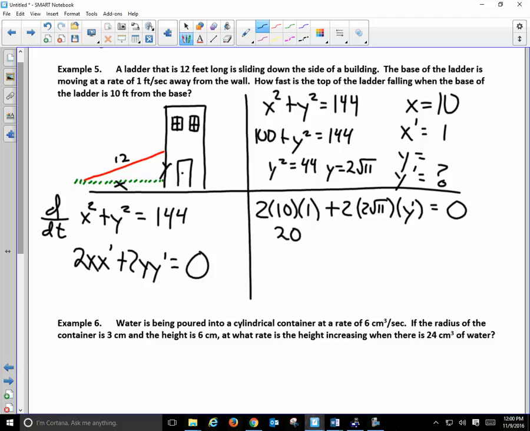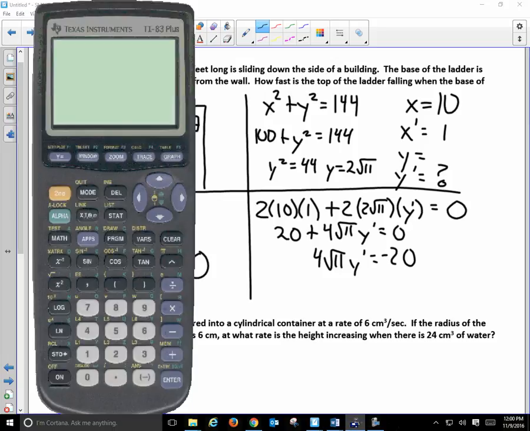So I have 20 plus 4 roots of 11 Y prime is equal to 0. So 4 roots of 11 Y prime is equal to negative 20. I've got negative 1.5. Y prime is negative 1.51. What's my label? Why is it negative? It's falling down.